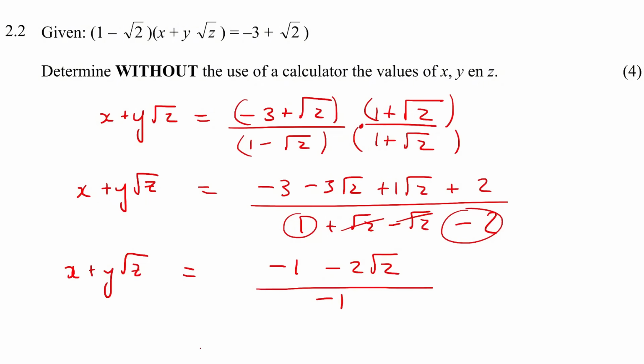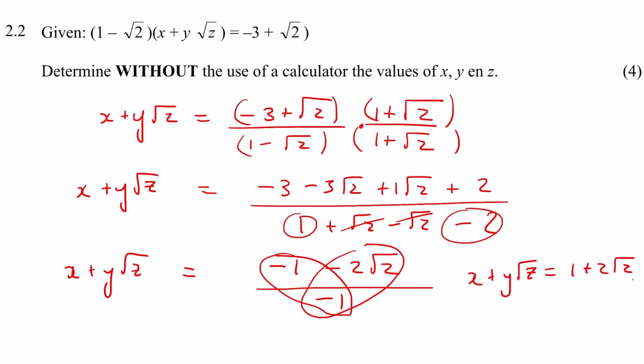And now I'm just going to divide that by negative 1 and that by negative 1. And so you end up with positive 1 plus 2 square root 2. And now what we can do is just literally copy. So x must be this, y must be that. Let me do it in different colors. Y must be that, and then z must be that. So you can see that it all looks exactly the same on the left and the right. And so we can then say, therefore, x is 1, y is 2, and z is 2.